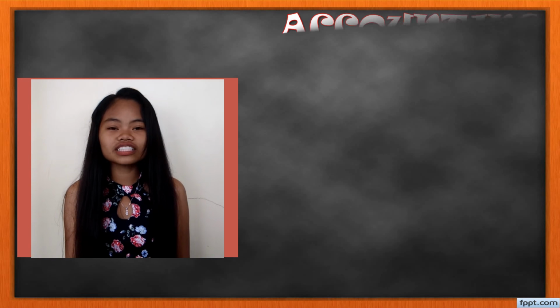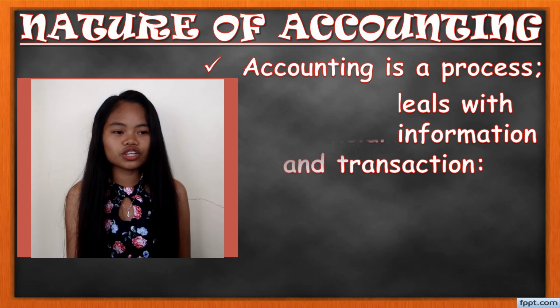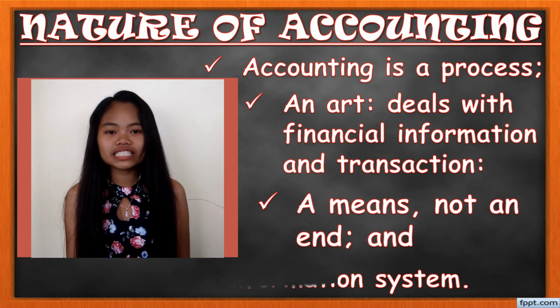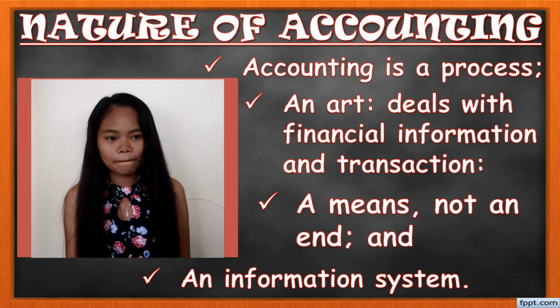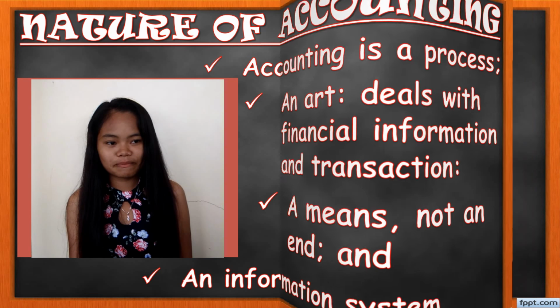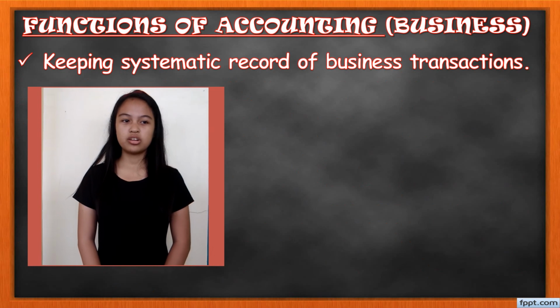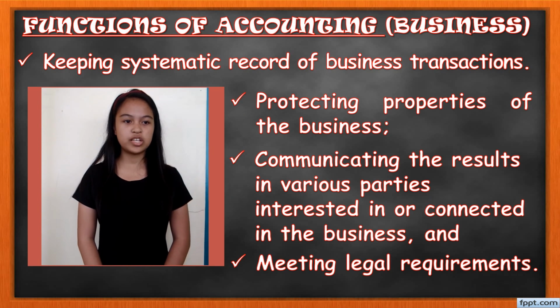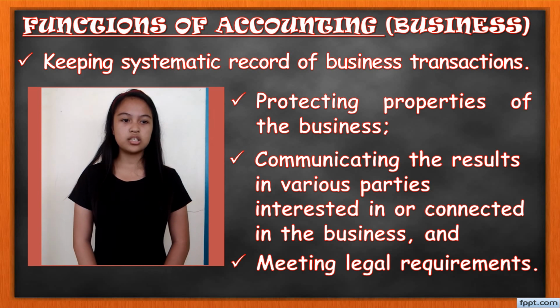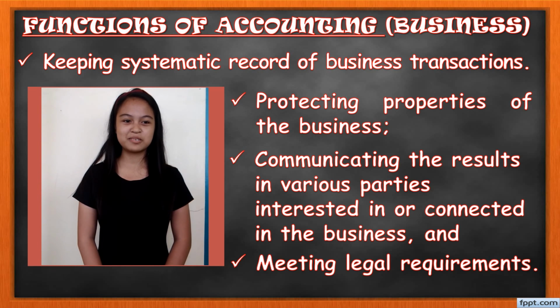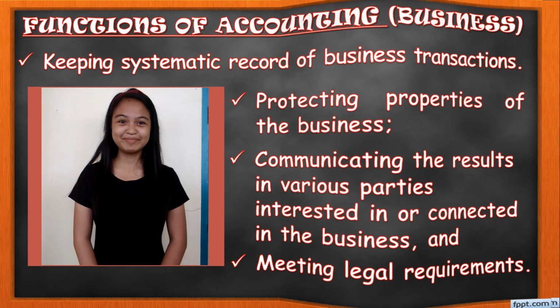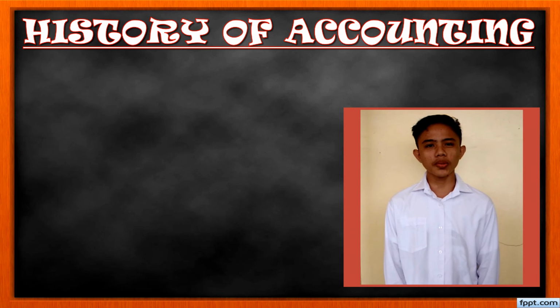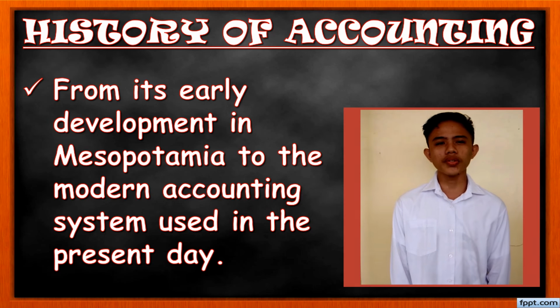Nature of accounting. Accounting is a process, an art, deals with the financial information and transaction, a means not an end, and an information system. Functions of accounting: keeping systematic record of a business transaction, protecting properties of the business, communicating the result to various parties interested in or connected with the business, and meeting legal requirements. History of accounting. From its early development in Mesopotamia to the modern accounting system used in the present day.